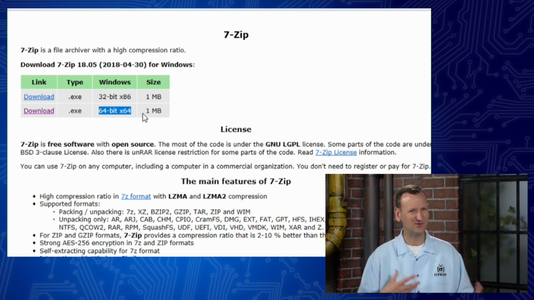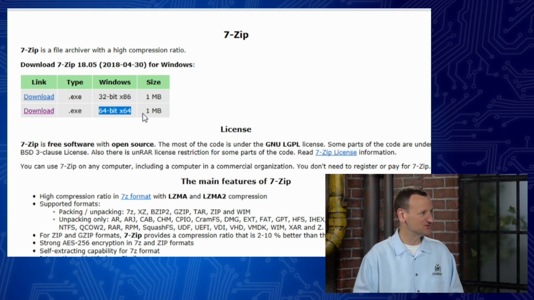They weren't always. So how do people know which one they need? Like, I know I'm running Windows. How do I know if I'm 32-bit or 64-bit?